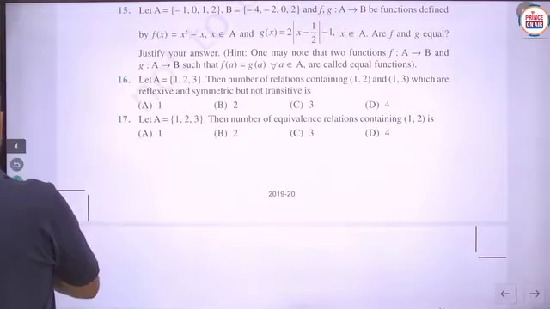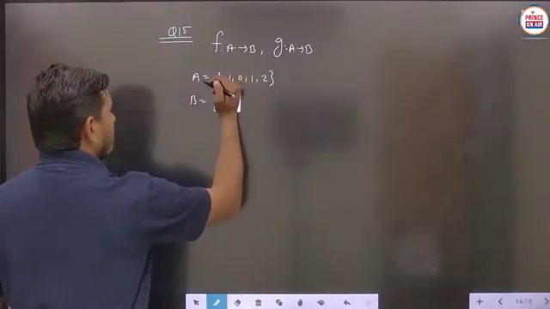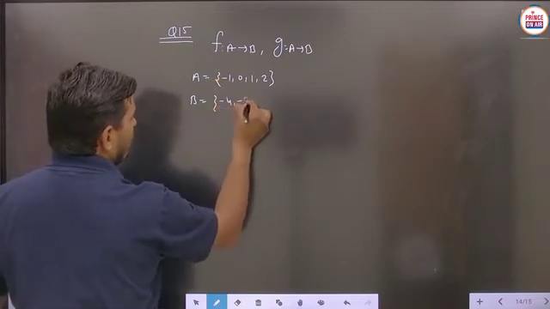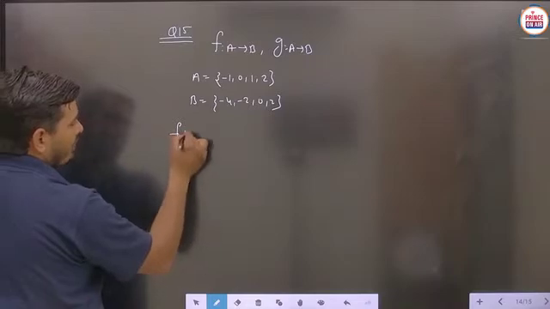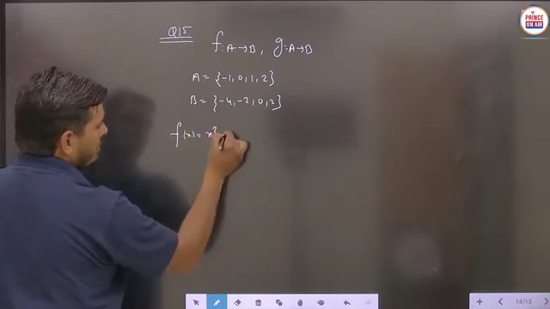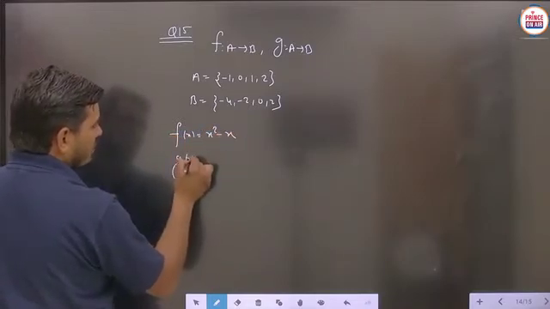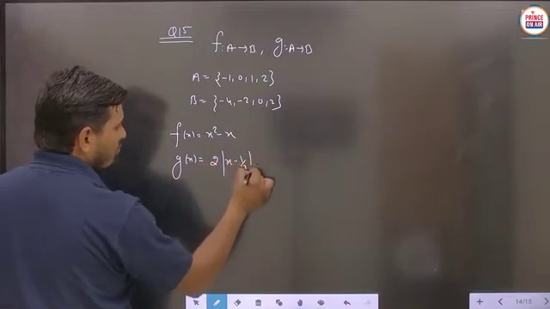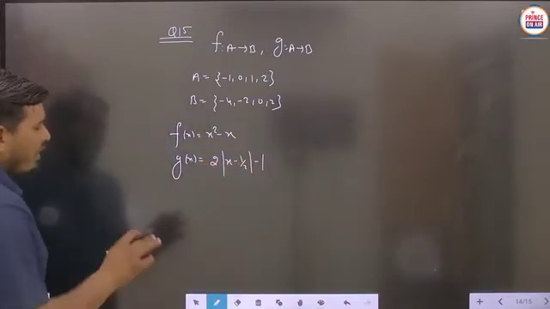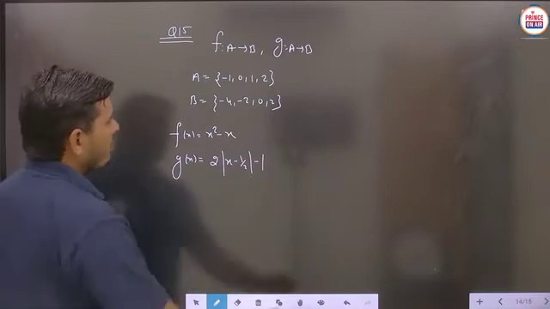Minus 4, minus 2, 0 and 2. Is it clear? f(x) is x square minus x, and g(x) is 2 into modulus of x minus 1 by 2 minus 1. Now student, we have to check whether both the functions are equal or not.